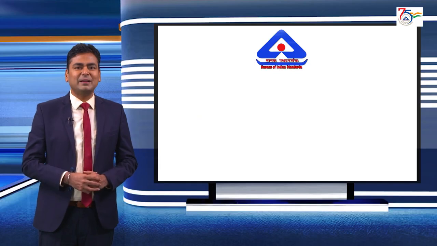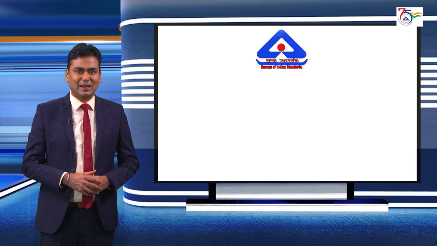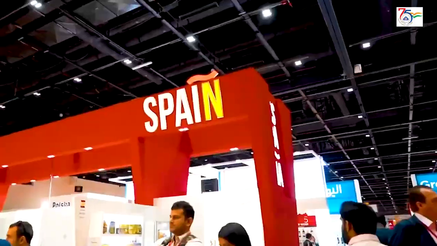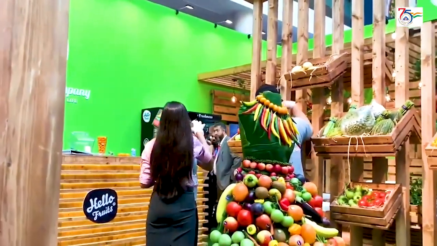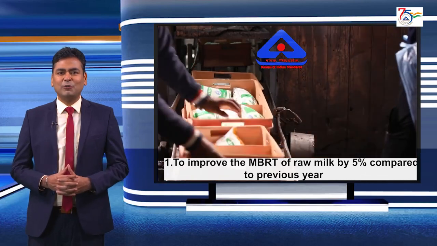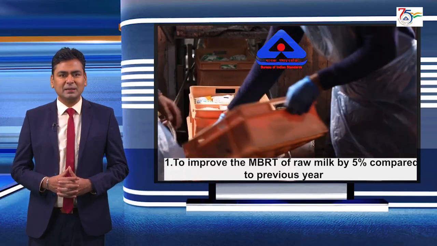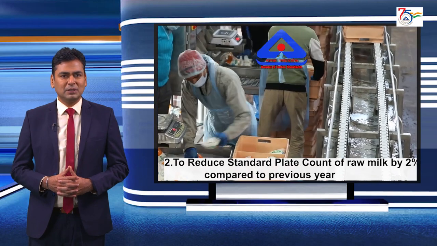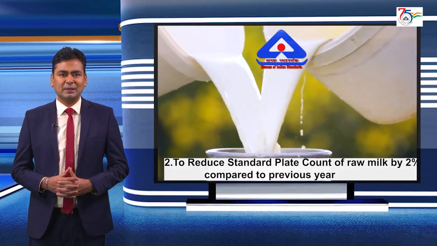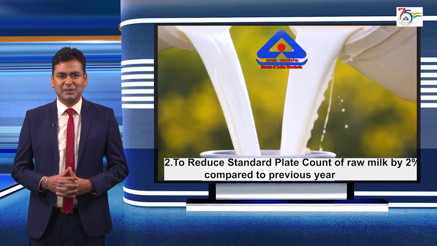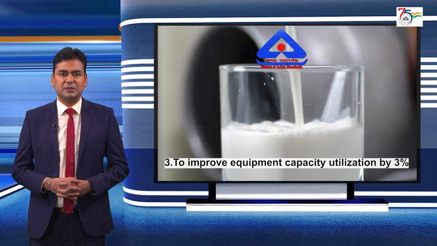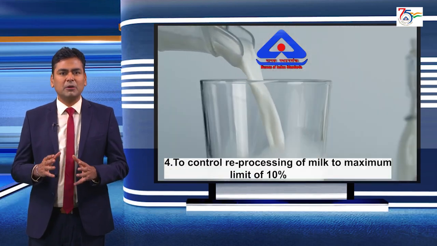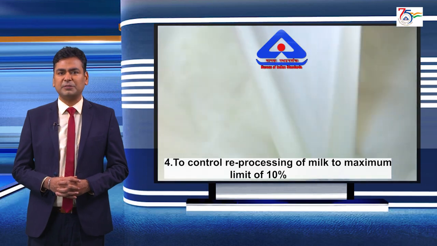It is worthwhile to have a glimpse of the objectives our most revered licensee identified for their organization. 1. To improve the MBRT of raw milk by 5% compared to the previous year. 2. To reduce standard plate count of raw milk by 2% compared to the previous year. 3. To improve equipment capacity utilization by 3%. 4. To control reprocessing of milk to a maximum limit of 10%.